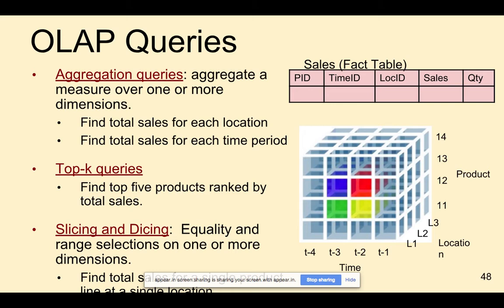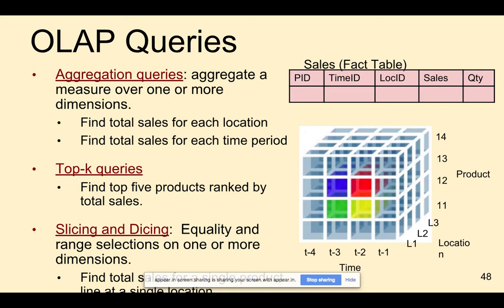Then you have top K queries, where you're finding the top 5 products ranked by total sales. Think about this. This is really an order by query. You have an order by to rank things, and then you can limit your result to the top 5 products using, I believe in SQLite, a limit command. You limit 10, limit 5 at the end.